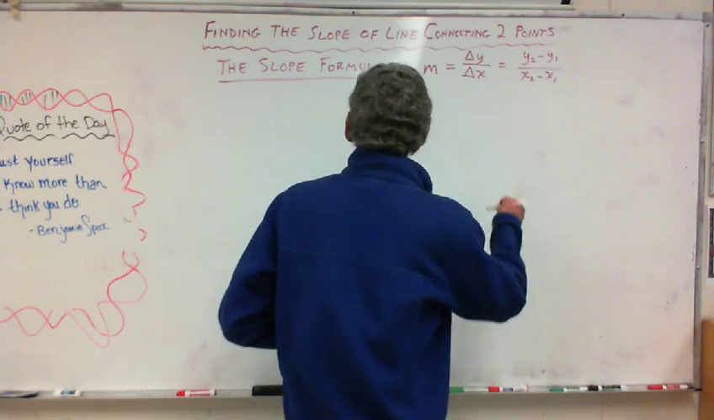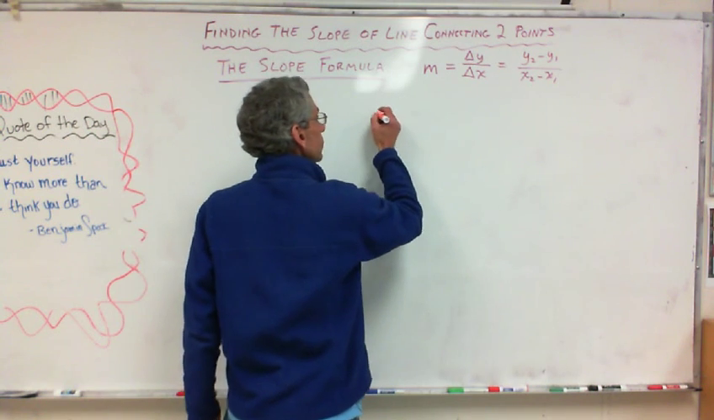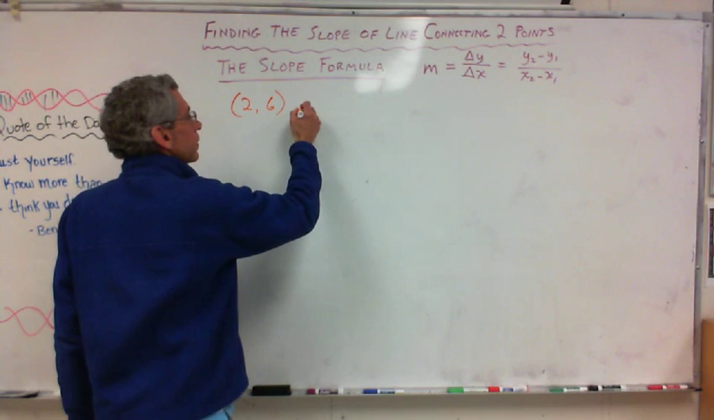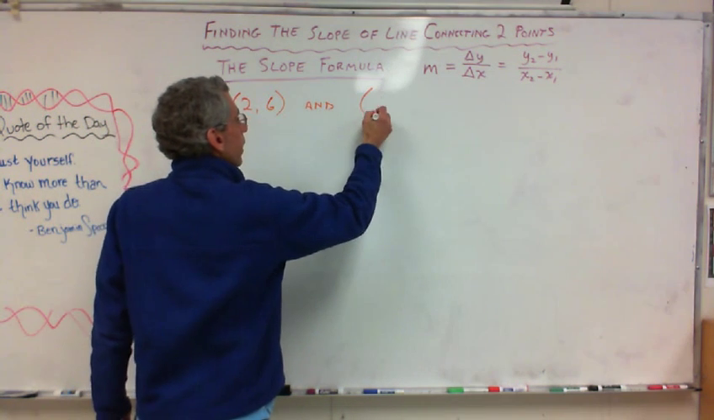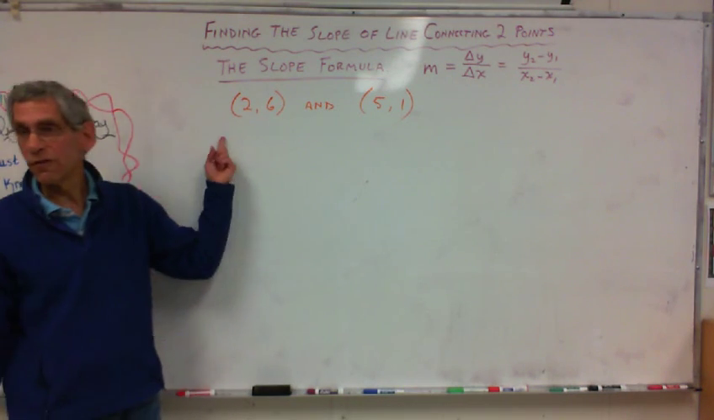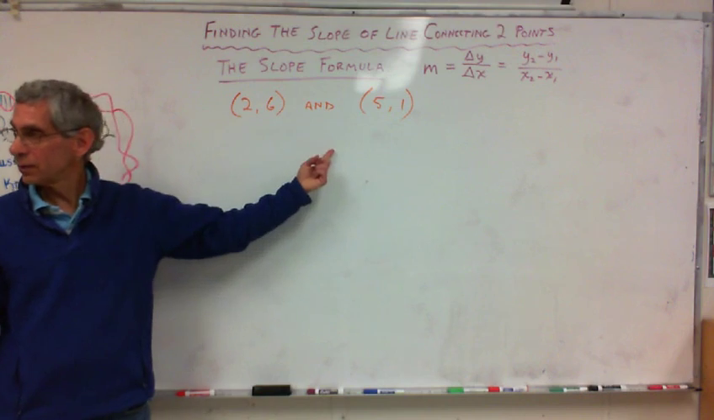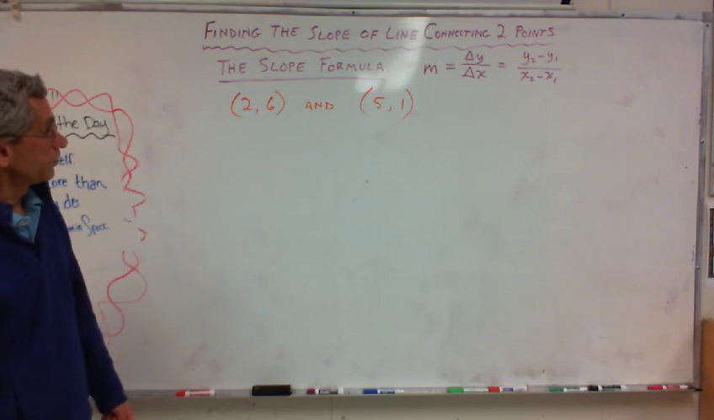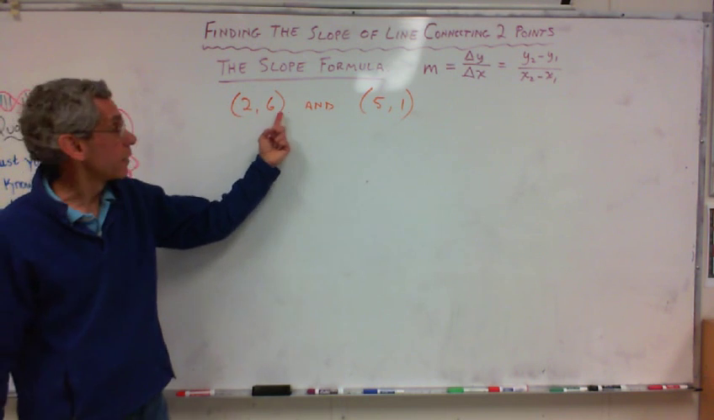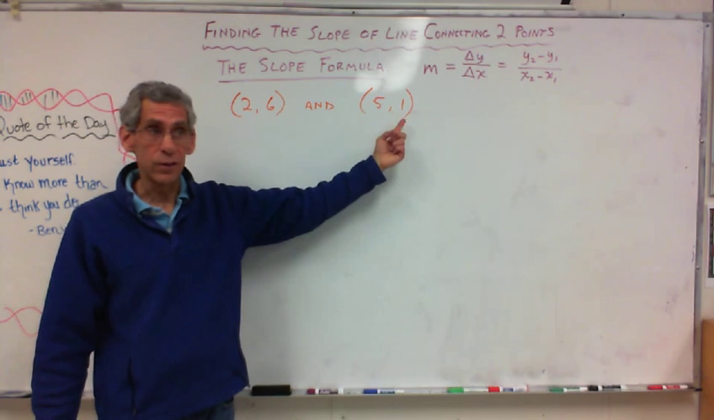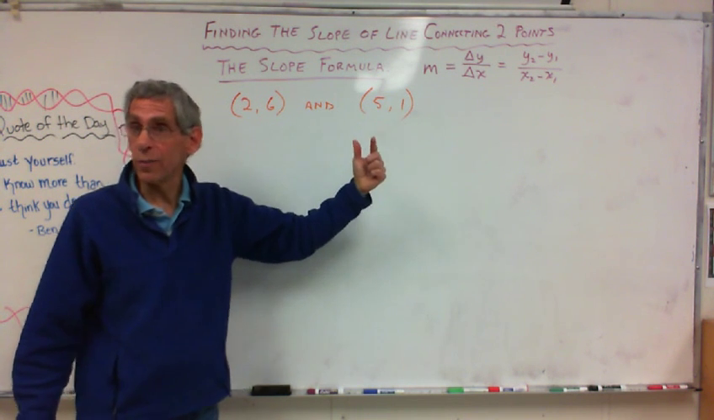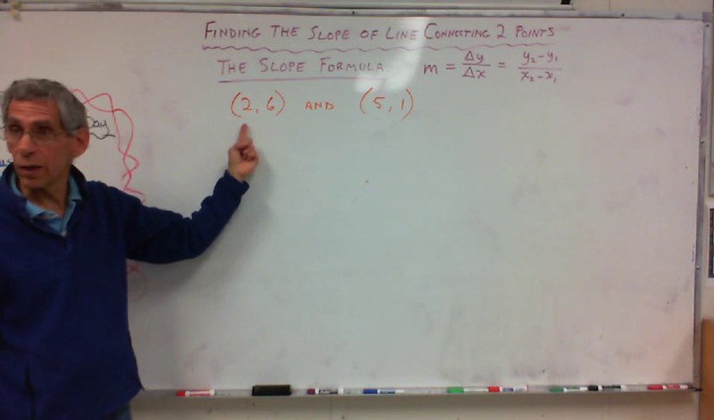Right? Now, if I gave you 2 points, we'll try this. We'll go (2, 6) and (5, 1). Okay? And I'm asking you to find the slope between these 2 points. All right. I can make this x1 and this y1. And then if I did that, I'd have to make this x2 and this y2. But the cool thing is it doesn't matter which one you make which. You can make this x2 and y2.